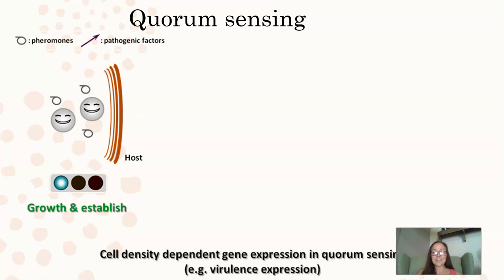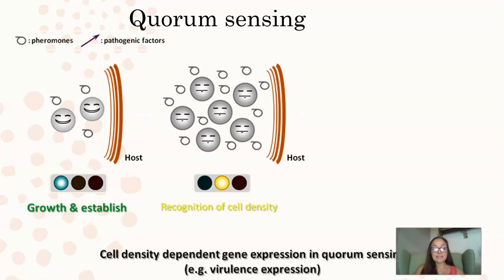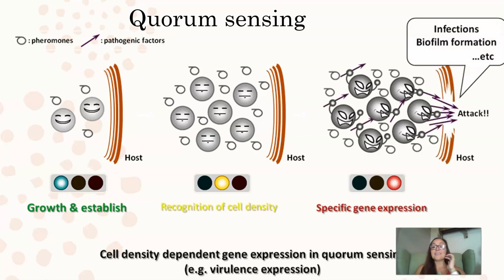And they send out these chemicals or pheromones. And then as their population density starts to increase and they reach a particular threshold of density, they simultaneously will turn on specific gene expression to produce whatever that pathogen is, or however they work together to cause harm and attack.